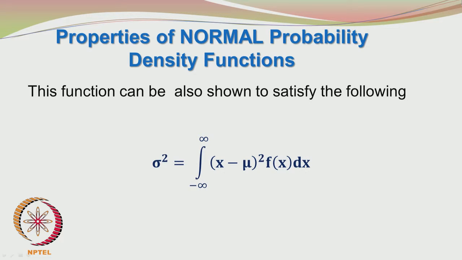When you carry out a different type of integration, between minus infinity to plus infinity, x minus mu whole squared f of x dx, you will find after plugging in the expression for the normal distribution here, you carry out the necessary mathematical steps including integration by parts, you will find that the mu will somehow vanish and you are going to be left with only sigma squared.